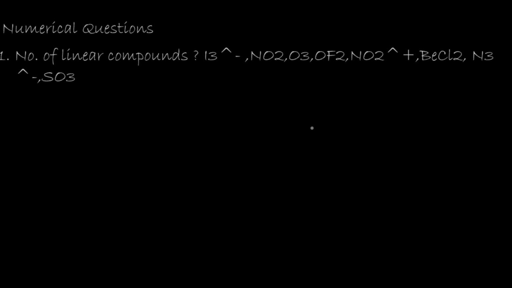The number of linear compounds in a given list of compounds: I3 minus, NO2, O3, OF2, NO2 plus, BeCl2, N3 minus, and SO3. So let's quickly draw the structures. I3 minus is linear, right? Because it has the 3 iodine atoms connected in a row. Talking about NO2, it's angular or bent, so it is not linear.